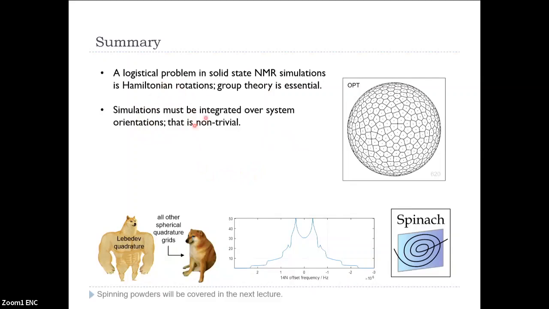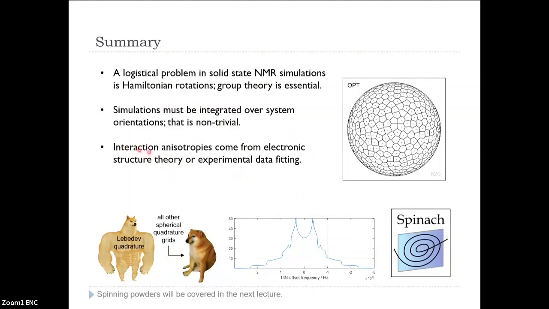So simulations must be integrated over orientations, and that, as you saw, is non-trivial. Interaction anisotropies either come from electronic structure theory, or you just fit your experimental data with respect to those anisotropies. And I would encourage you to take a look in particular at Simpson, Spinach, and SpinEvolution. These are the three major packages that will make your life easier for the spin dynamics simulations of static solids. And the spinning powders are the subject of the next lecture. And there things, I'm afraid, are getting even more complicated.